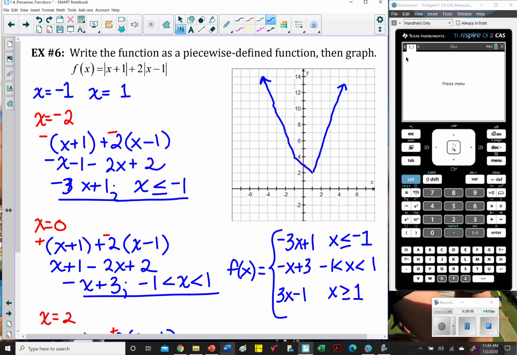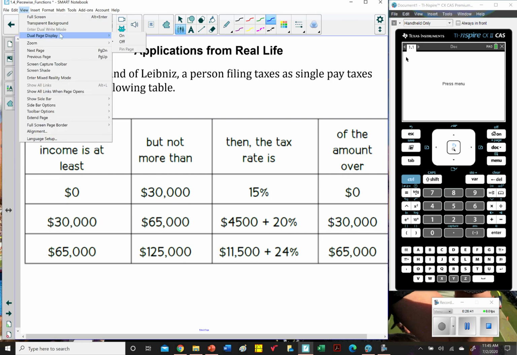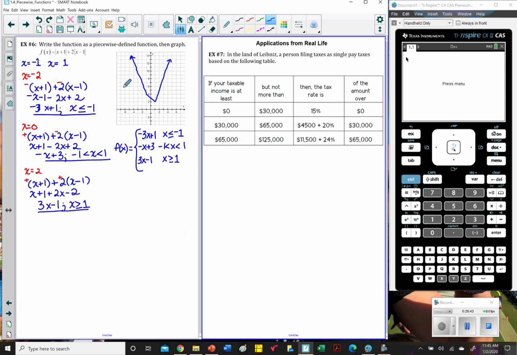We'll finish the lesson with 2 practical applications. This first one, in the imaginary world of Leibniz, if a person is filing single, not married, they're paying taxes based on this table. And we want to be able to write a piecewise function for the taxes, giving the tax owed by a person whose taxable income is less than 125,000, since that's our maximum here. So let me turn on that dual page again so we can see both pages.